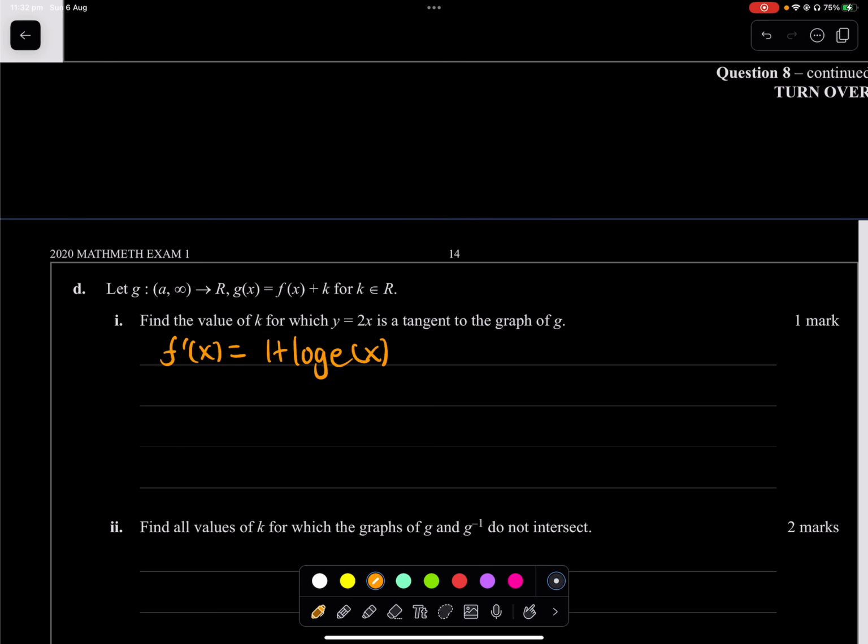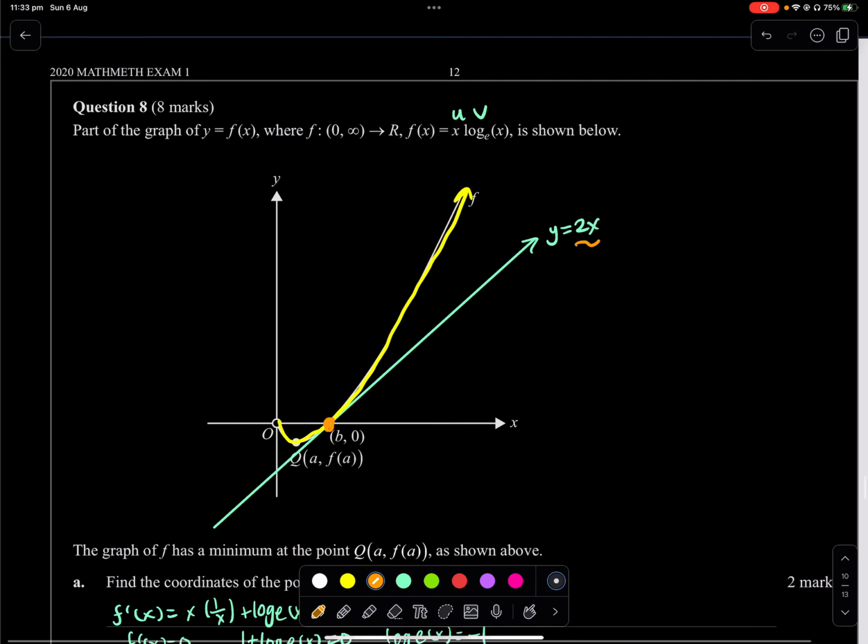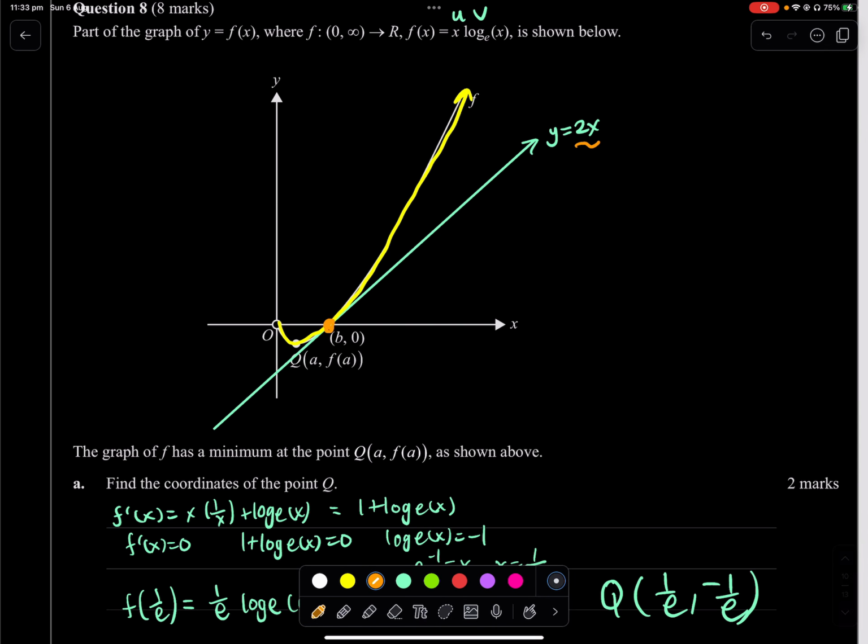Okay, 1 plus log e of x. And we know the gradient's 2, so 1 plus log e of x equals 2. So log e of x equals 1, so x equals e. So it means that this point over here is e, some value, so it'll be e, and if we put it on 2e, so e, that's that point.